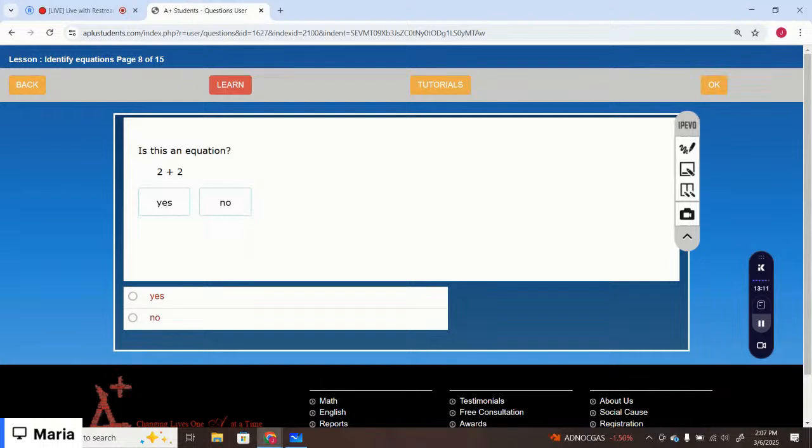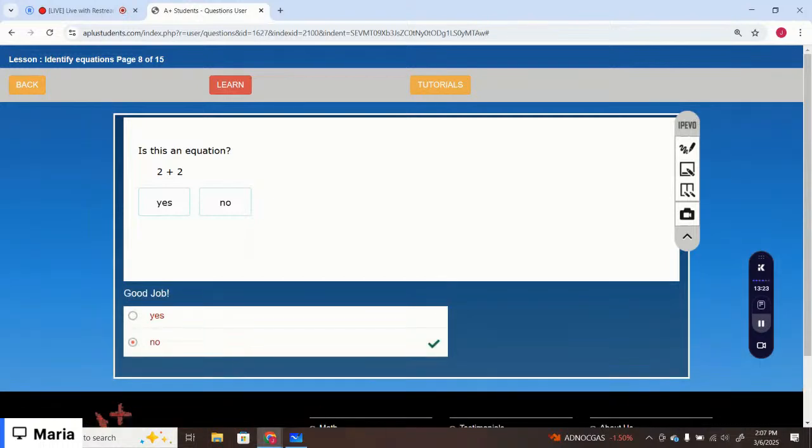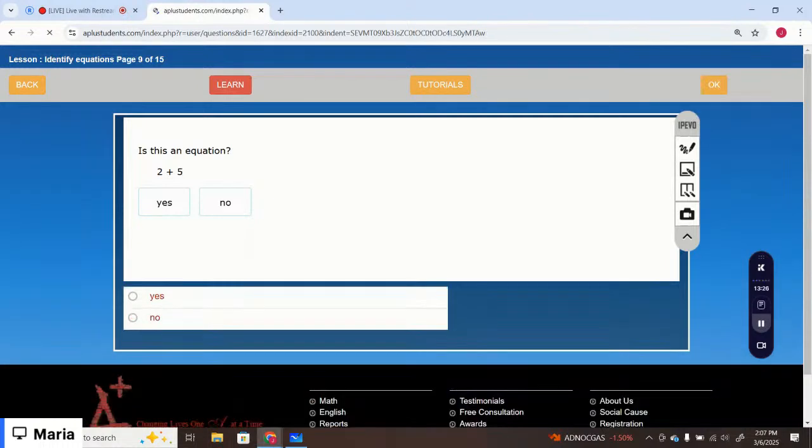Is this an equation? 2 plus 2? No, that is not an equation. Option number two is the correct option. Is this an equation? 2 plus 5? No, that isn't an equation. Option number two is the correct option.